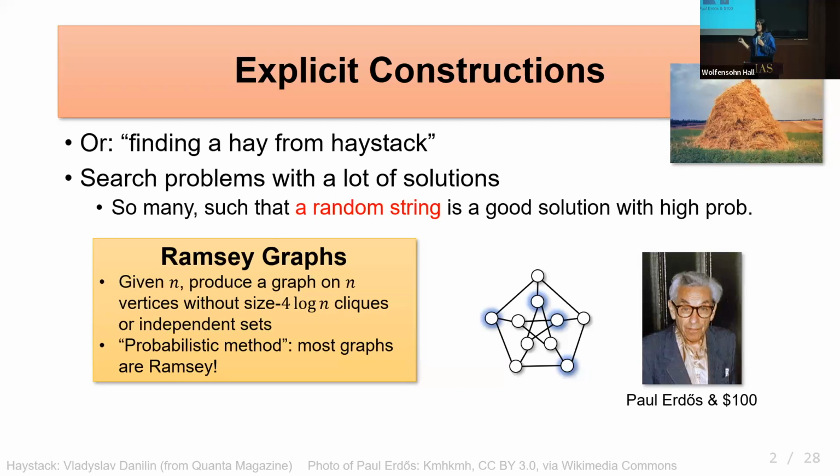I think in this year's FOCS, Xin has an improved construction of Ramsey graphs where the clique and independent set size is polylog. I think this is considered a breakthrough. By the way, Paul Erdős has a $100 prize on explicitly constructing a Ramsey graph.